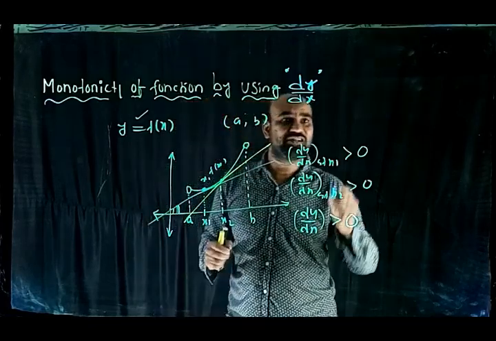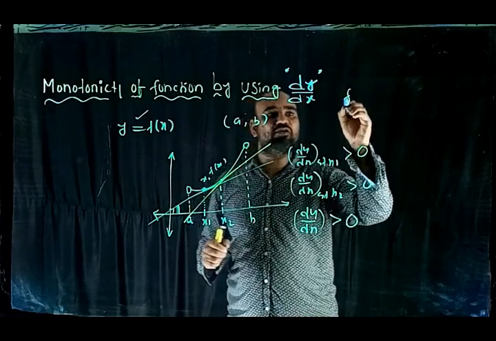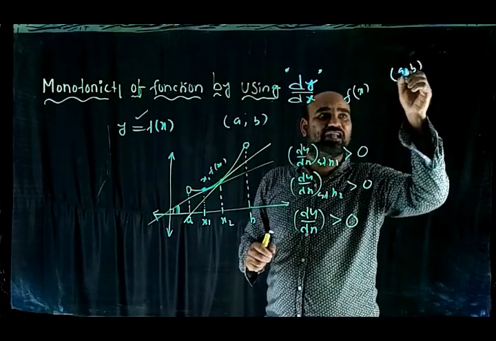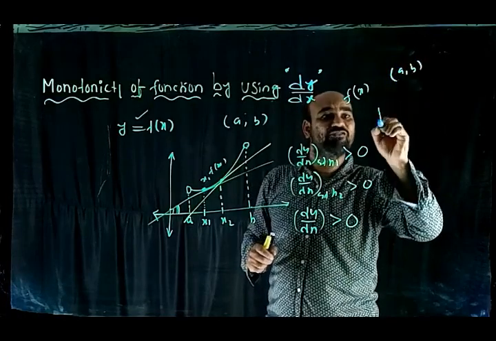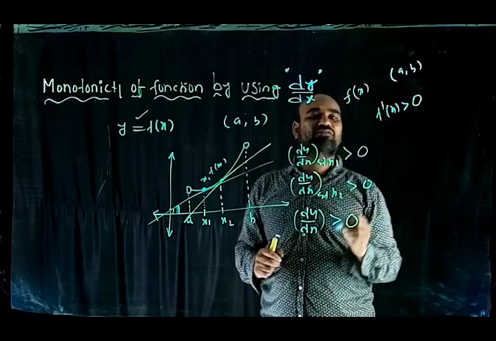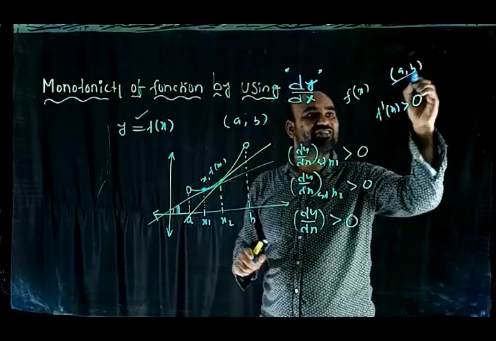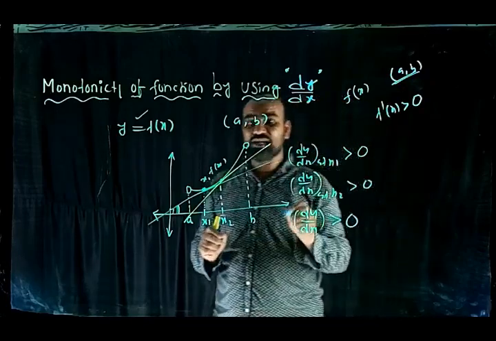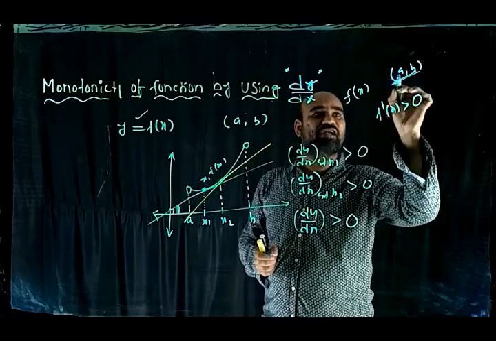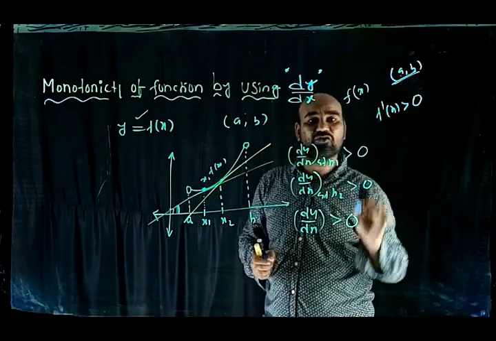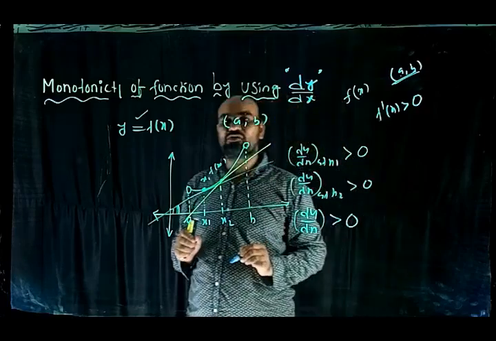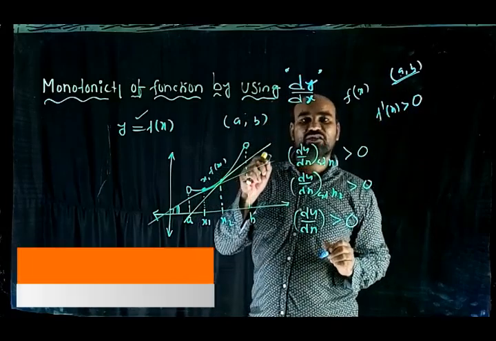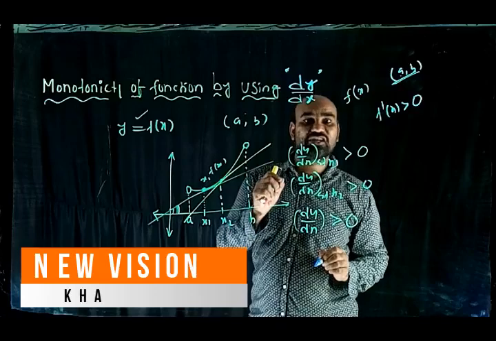Means that we want to check the monotonicity of the function f(x) on this interval at every point in between a and b. If f'(x) is greater than 0, then you can conclude that in this interval the function is strictly increasing. Understand? Strictly increasing. At every point in between a and b, if f'(x) > 0, means first derivative greater than 0, then you conclude that on that interval the given function is increasing, or simply I can say strictly increasing.